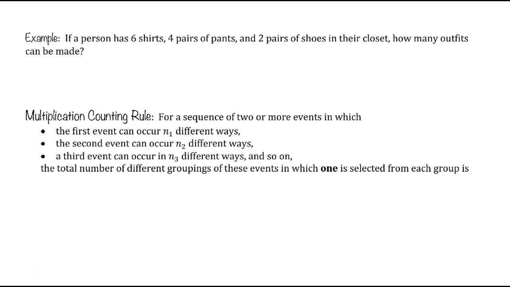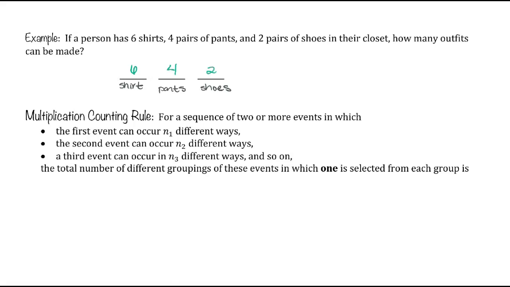Suppose a person has 6 shirts, 4 pairs of pants, and 2 pairs of shoes. How many distinct outfits can be made? Let's think about these options. They need to choose a shirt, a pair of pants, and a pair of shoes. They have 6 shirts to choose from. And after they've chosen a shirt, they now get to choose 4 pairs of pants. And finally, they have to choose from their 2 pairs of shoes.